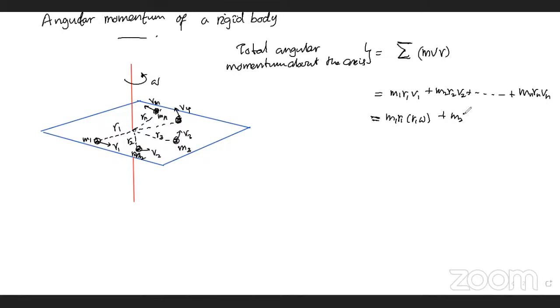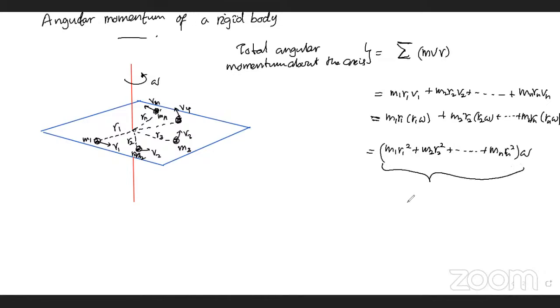Write it down with me, right? Then take this common, this is M1 R1 squared, and omega you can take out. So this is the moment of inertia of the rigid body, equal to sigma Mi Ri squared, with i from 1 to n.